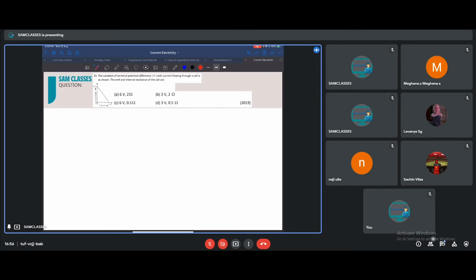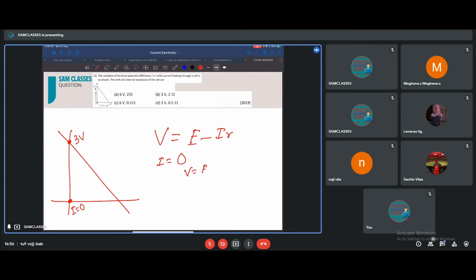So directly we know V is equal to E minus Ir. When the current is zero, I equal to zero, at this point on the graph, what are we getting? 3 V. So when the current is zero, V is equal to E, which is 3 volt. Very simple. So now two options are eliminated. Either we'll go with option B or option D.